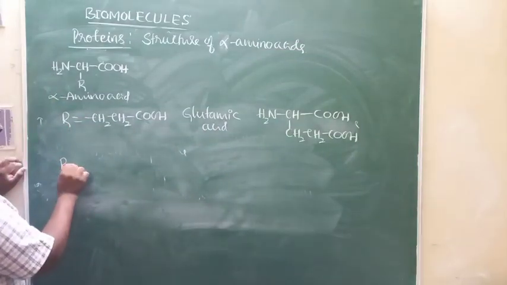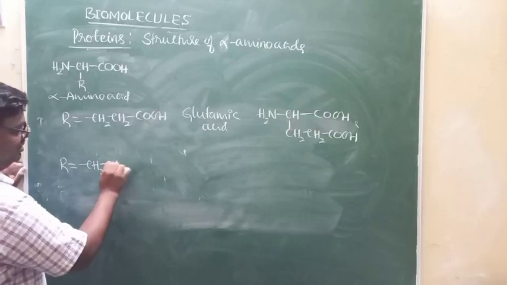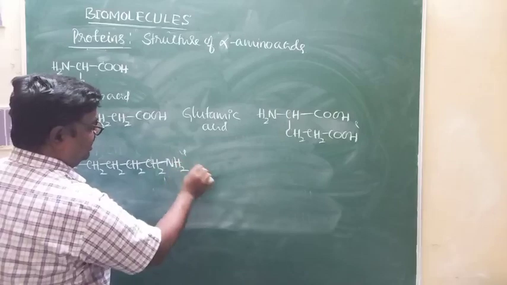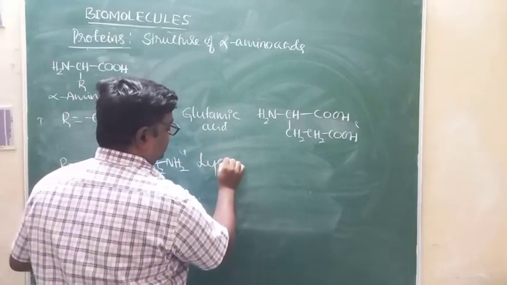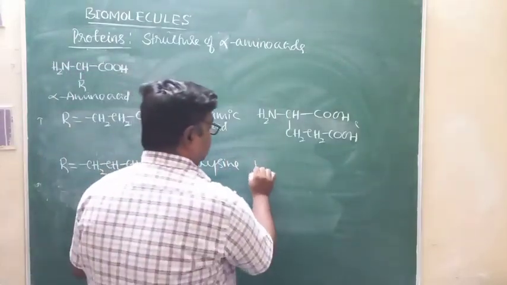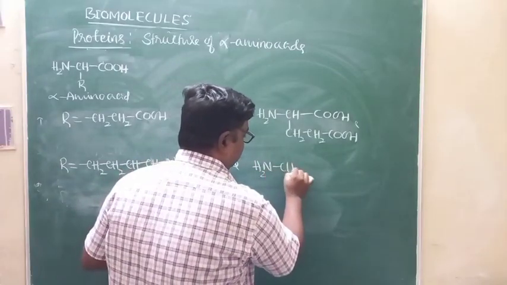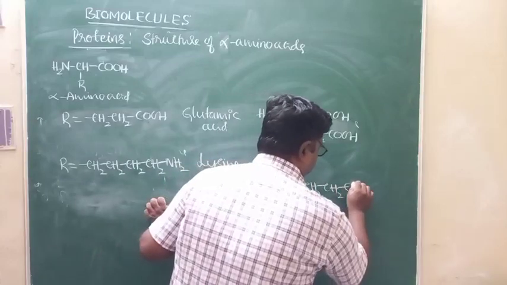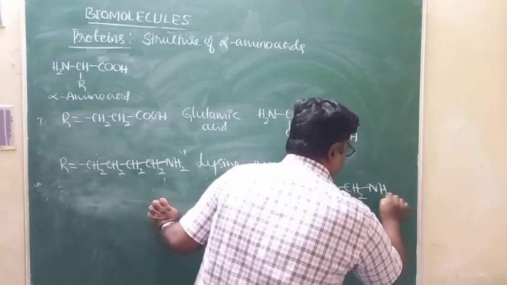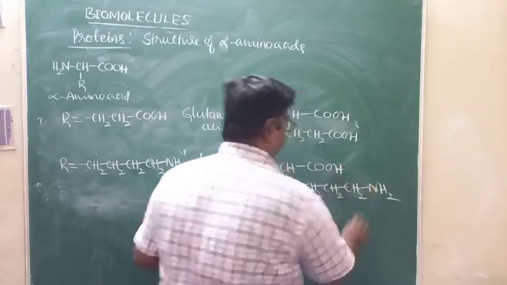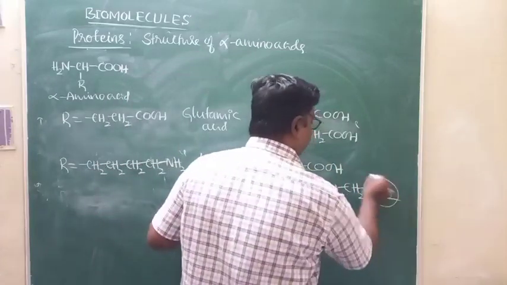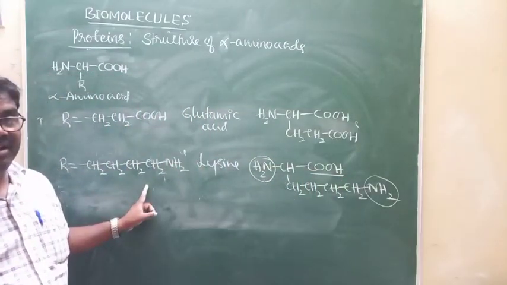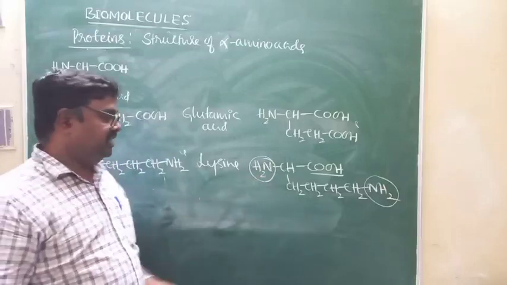Look here. If R is equal to CH2, CH2, CH2, CH2, NH2, then it will be lysine. Look at the lysine here. This is NH2 and of course CH. This is CH2, CH2, CH2, CH2, NH2, and of course this is COOH. Look at this. The number of amino groups is more than the number of carboxyl groups. So this is an example of a basic alpha amino acid.